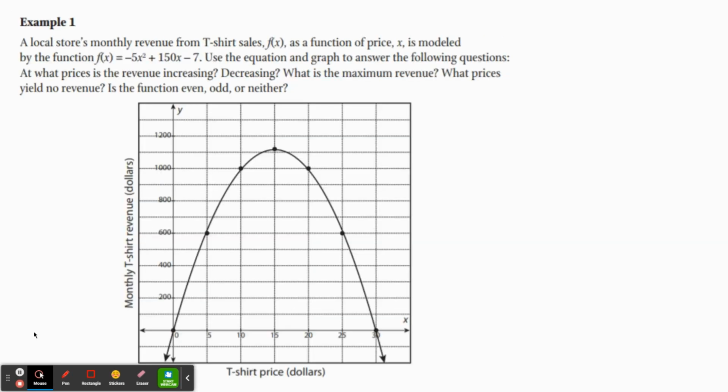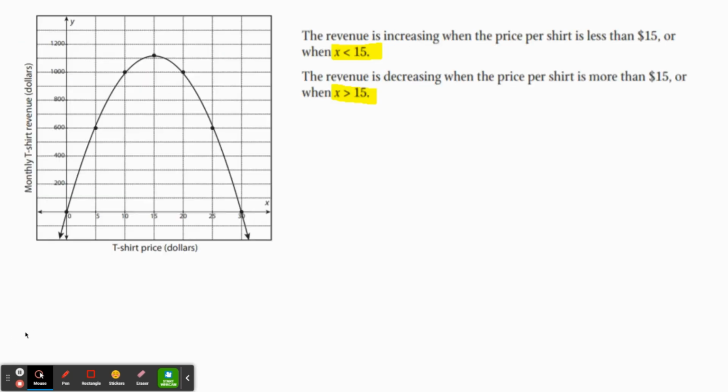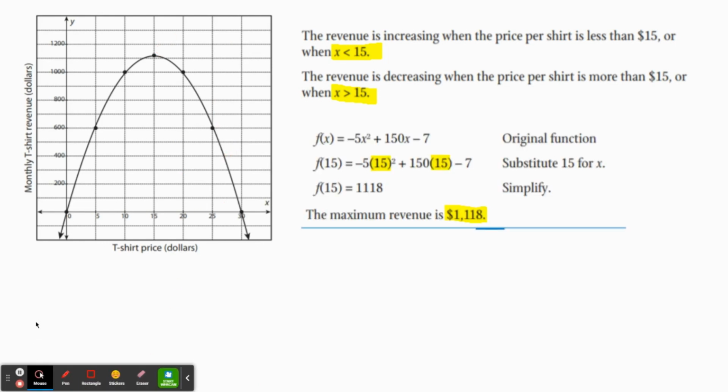Example 1 says that a local store's monthly revenue from t-shirt sales, f of x, is modeled by this quadratic. And then it asks, at what prices are the revenues increasing, decreasing? What's the maximum? What prices don't have any revenue? And is it an even, odd, or neither function? When x is less than 15, this function is increasing. And when x is greater than 15, it is decreasing. And what is that maximum revenue?